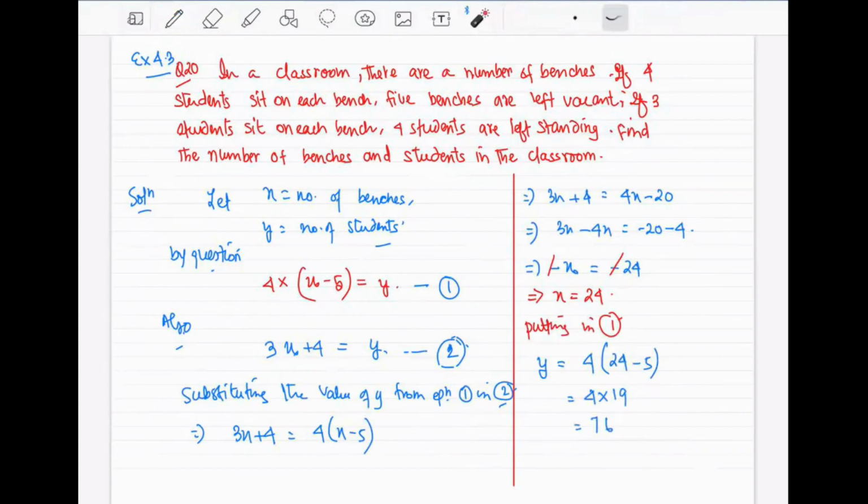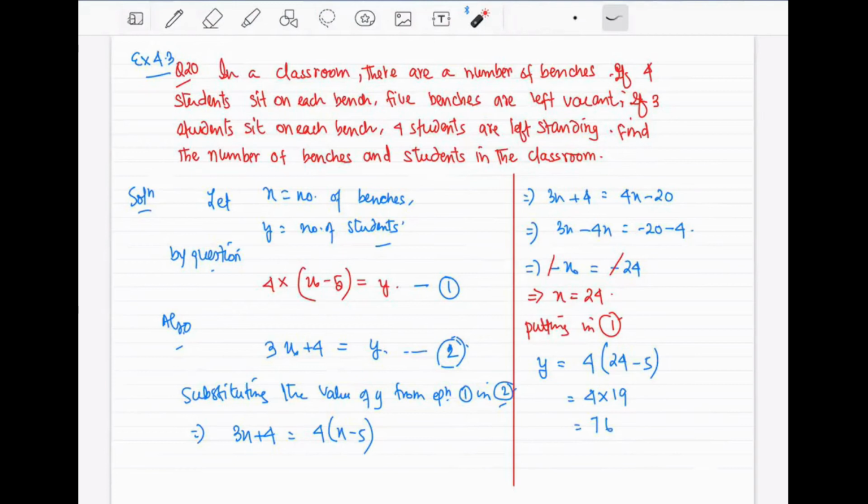Okay, question 1 is to find out the number of benches and students. The number of benches, I have taken as x, so just say here, number of benches is 24. What about the number of students? It's y, so it will be 76. That's it. Finished. Simple and easy. The only thing that you have to be careful about here is how to make the equation.